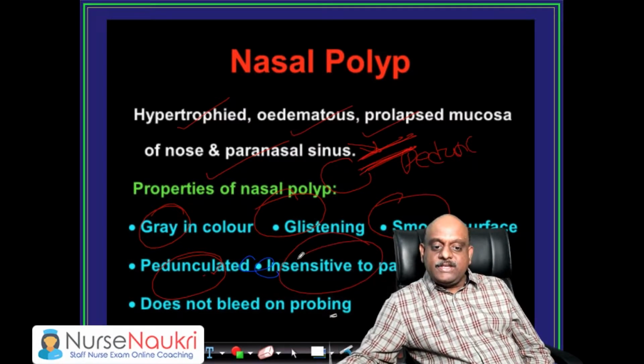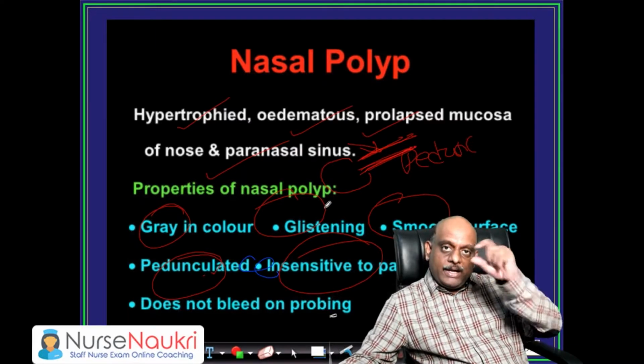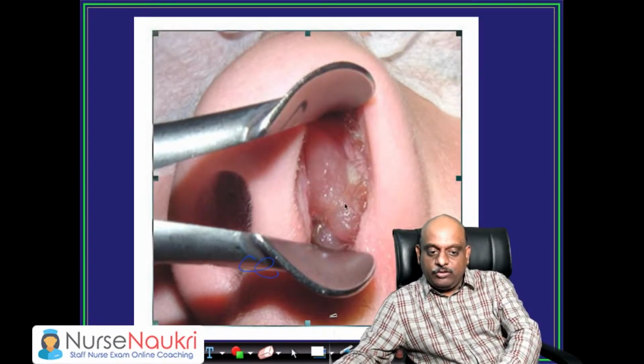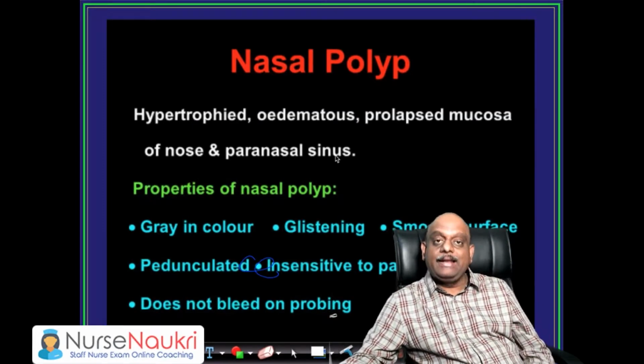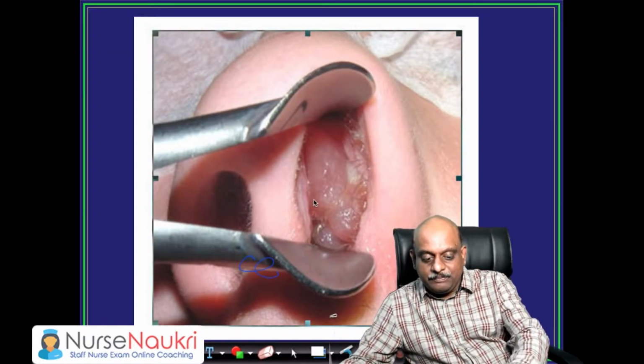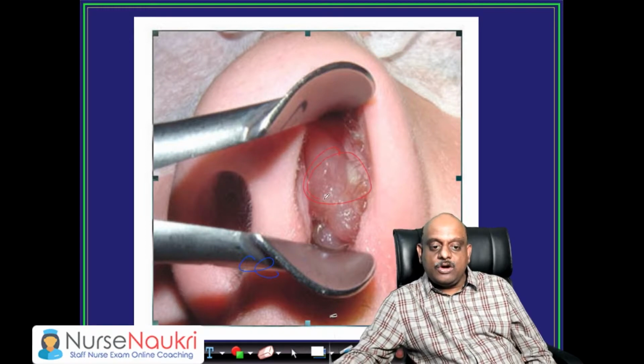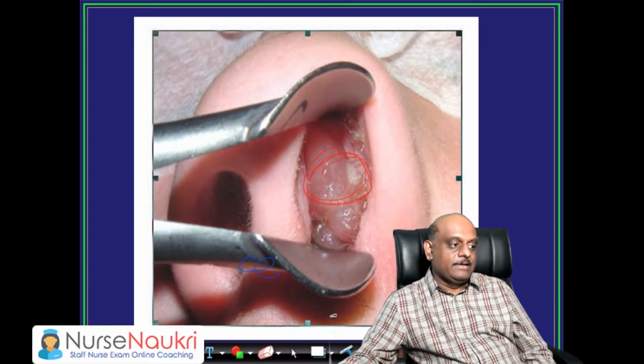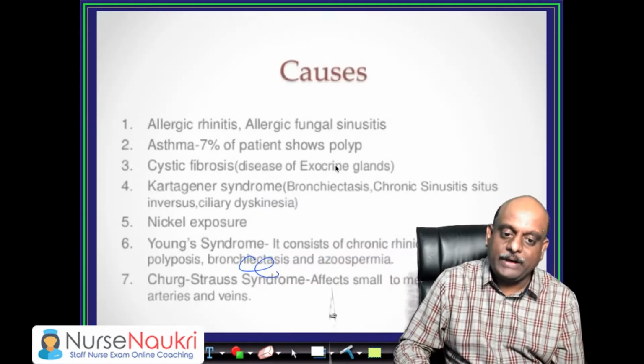It is insensitive to pain. It is mobile. If you move this, it can be mobile, and it does not bleed. Typically, a nasal polyp does not bleed if you are trying to probe it. These are the features of the polyp.